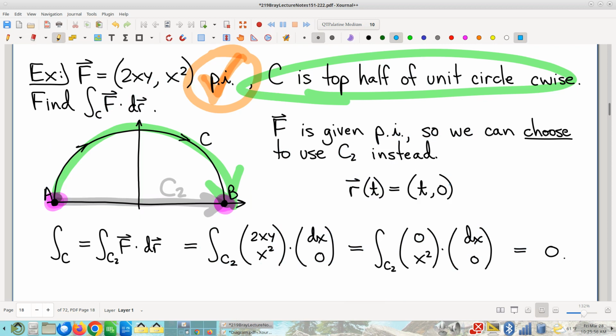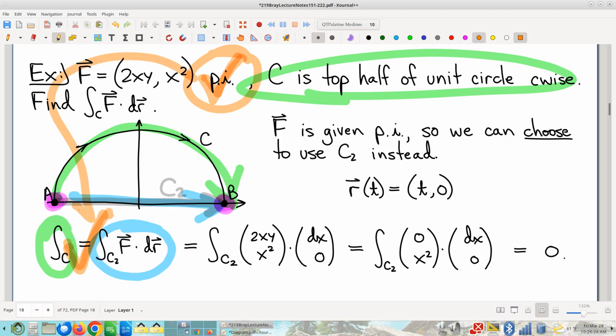Obviously, you should pick strategically. You should pick a curve that's as easy as possible. And the easiest curve I can think of that starts at A and ends at B is the straight line segment right here. Right? So because of path independence, I can say that green line integral that I want, I am instead going to compute with this blue line integral, and again, it is path independence that allows me to make that assertion.